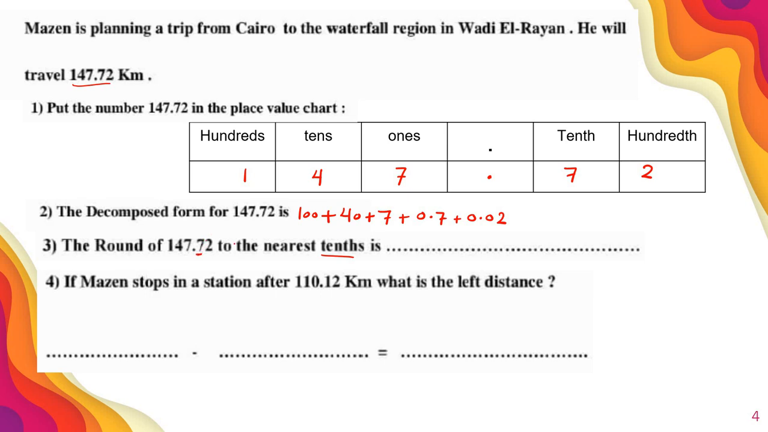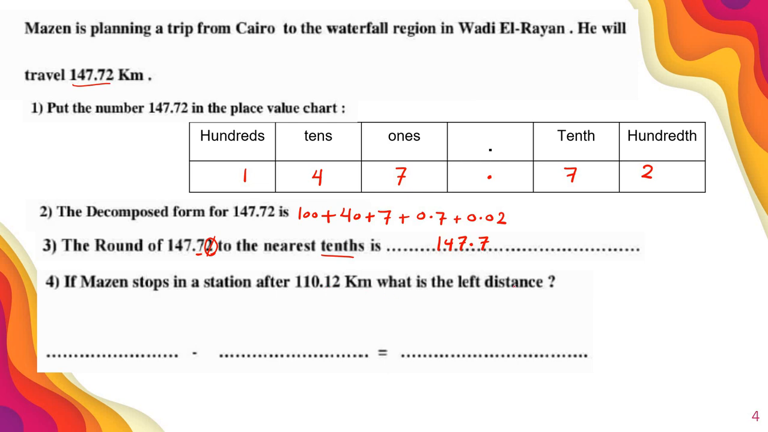So underline the 7. Circle the next-door number to your right. It will be 2. Is 2 here strong or weak? Yes, it's a weak number. 4 or less, I will just ignore this number. So the answer here will be what? I will put all the digits as they are. So it will be 147.7.